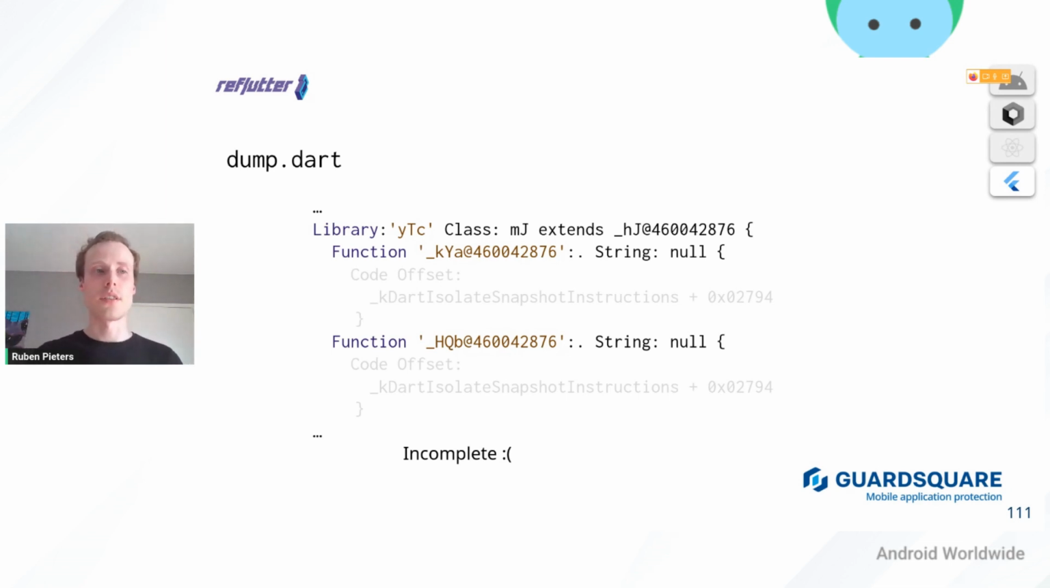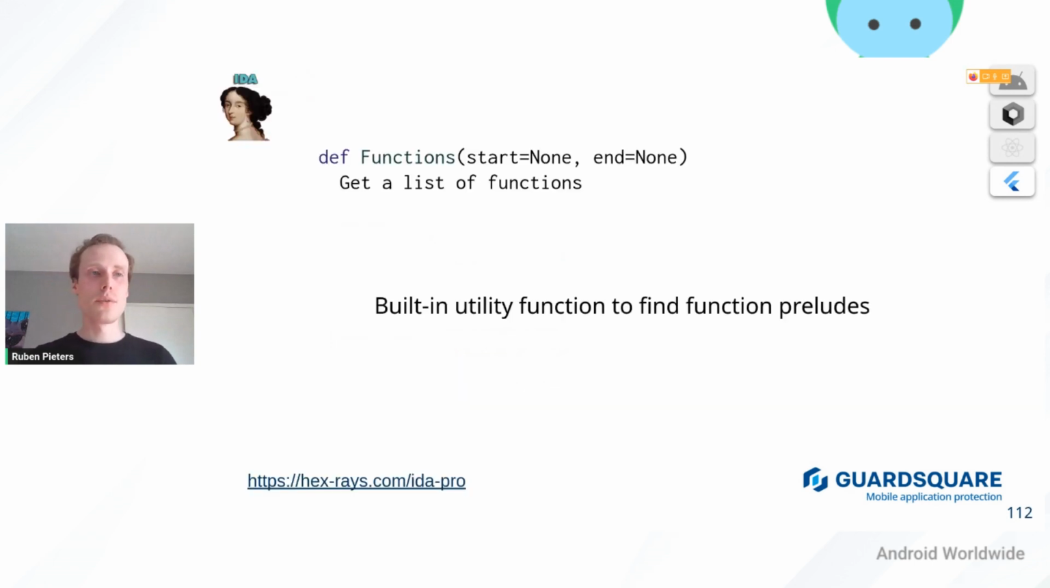But I found out that the dump.dart file was incomplete. I'm not entirely sure why that is. Maybe I wasn't using the correct versions or something like that. To actually do the thing properly, I had to use a more heavyweight tool, IDA Pro, to get the offsets. This isn't a free tool, it's paid software. But I only need one small thing, a utility function to get a list of all the function offsets, which is what I wanted from the reFlutter version of the APK that wasn't working.